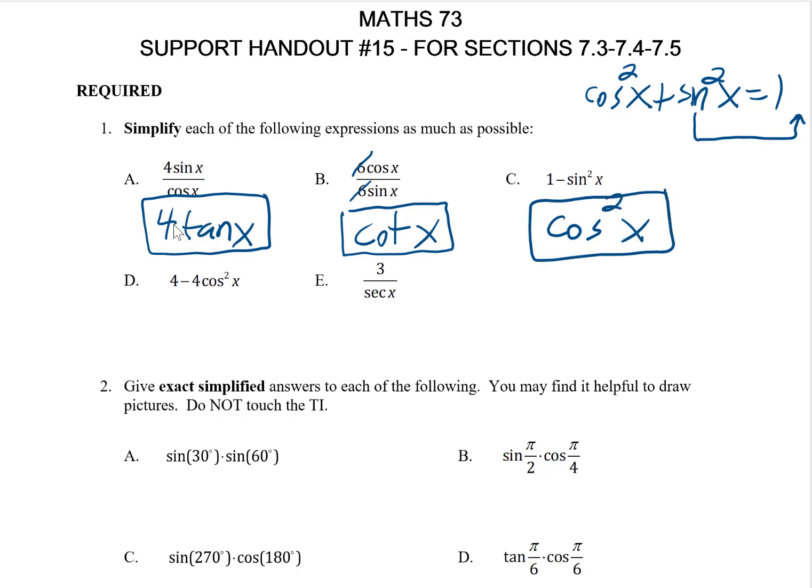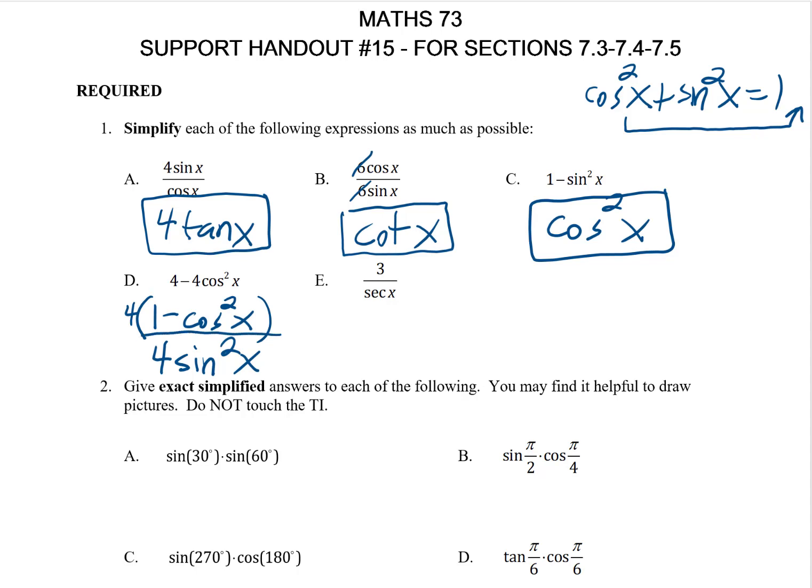Letter D requires a bit of a trick. It's also related to the Pythagorean identity. What I should do first, though, is factor out that 4 that's common to both terms. And then what I have there in parentheses, the 1 minus cosine squared x, that is again related to the Pythagorean identity. This time I would be moving the cosine squared x to the other side. It would say 1 minus cosine squared x is equal to sine squared x. And so I can make that substitution then. I don't even need the parentheses. And my final answer here is 4 sine squared x.